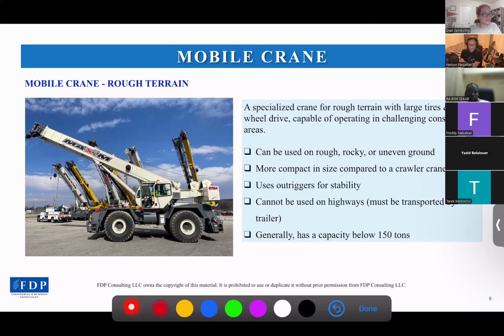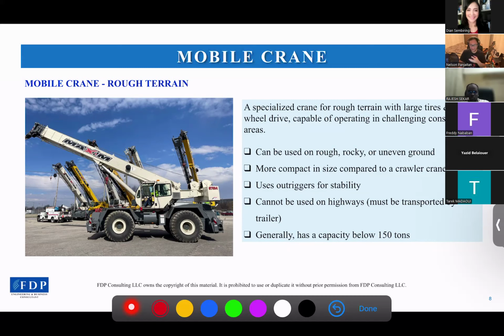This type of crane has more flexibility than the all-terrain crane. So we have two types: one is the rough terrain crane itself, and the second is the all-terrain crane. This time we will first discuss the rough terrain crane. This type of crane has more flexibility than the all-terrain crane and is capable of being operated in challenging areas.